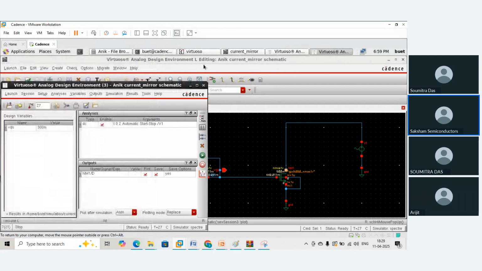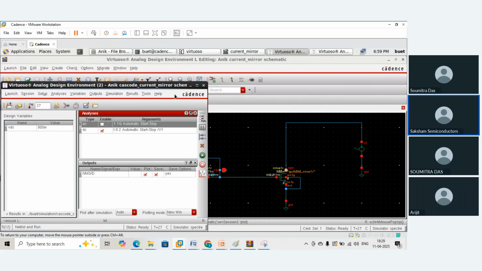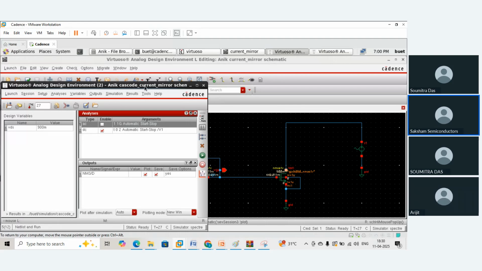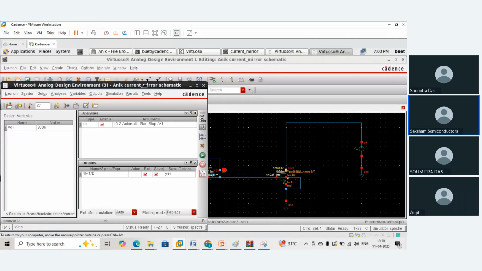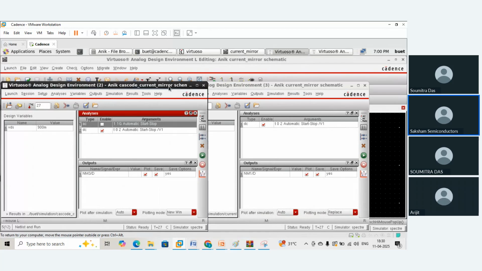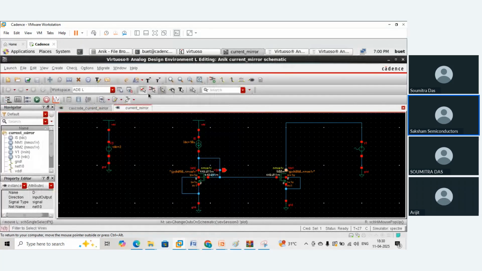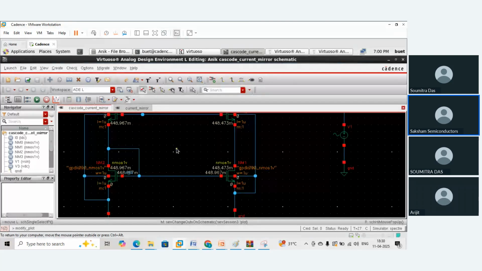Let me close all these things. This is current mirror, this is cascode current mirror, and this is current mirror. I have two separate ADL windows. So that is one thing. Another thing, we figured out the finite output resistance also. Now let us try to mark the value of current.